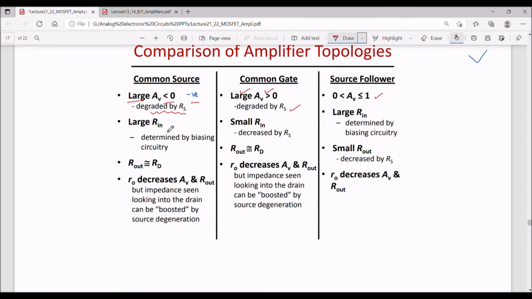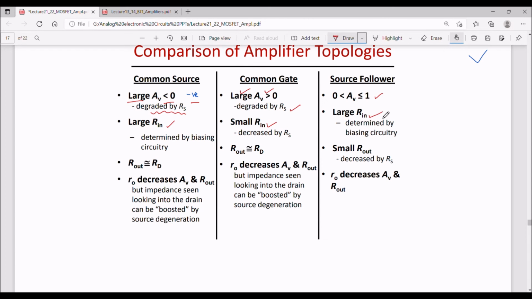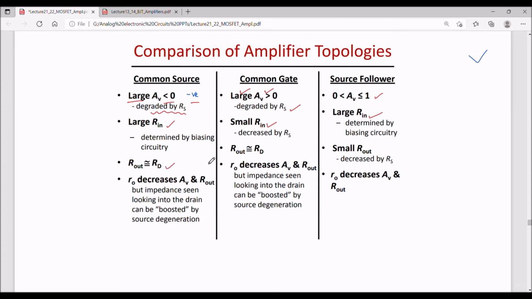Input impedance in common source was high, large. In common gate it is small, and in source follower it is large. Output impedance in common source is equal to RD, without considering the channel length modulation. Similarly in common gate also it is RD, and in source follower this is small and it decreases further by inclusion of RS.